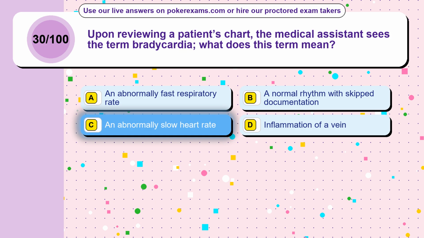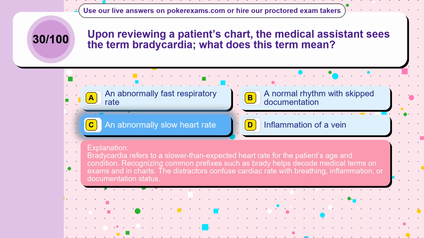The correct answer is option C, an abnormally slow heart rate. Bradycardia refers to a slower than expected heart rate for the patient's age and condition. Recognizing common prefixes such as Brady helps decode medical terms on exams and in charts. The distractors confuse cardiac rate with breathing, inflammation, or documentation status.